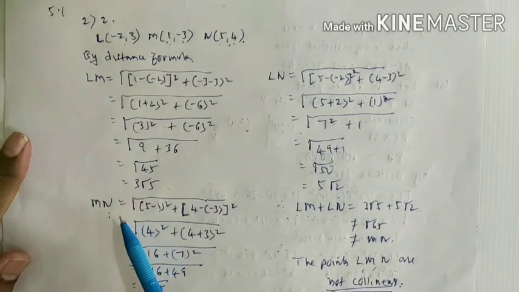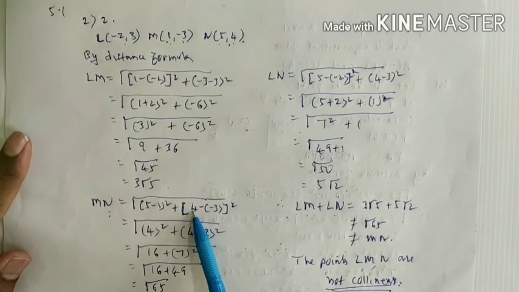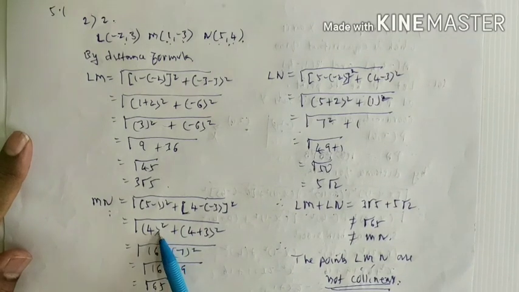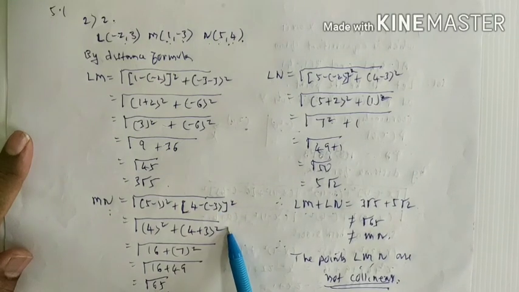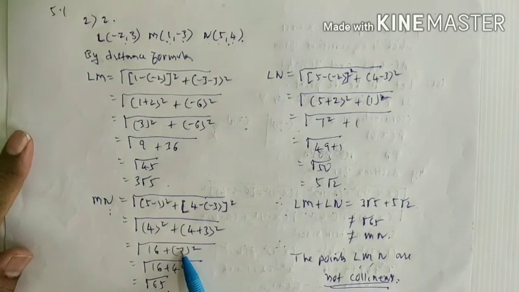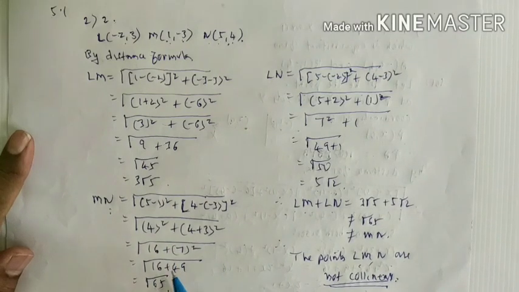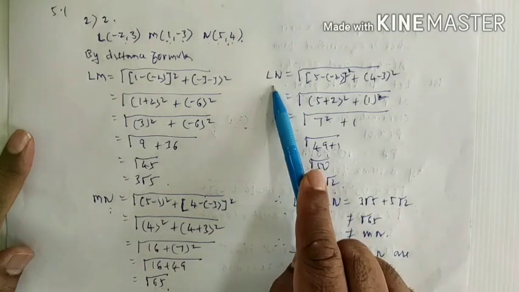In the same way, MN. MN is under root (5 minus 1) whole square plus (4 minus 3) whole square. 5 minus 1 is 4 square plus 4 minus 3 means 4 plus 3 square. 4 plus 3 is how much? 7. 4 square is 16, 7 square is 49. 16 plus 49 is root 65. Now we shall find LN.